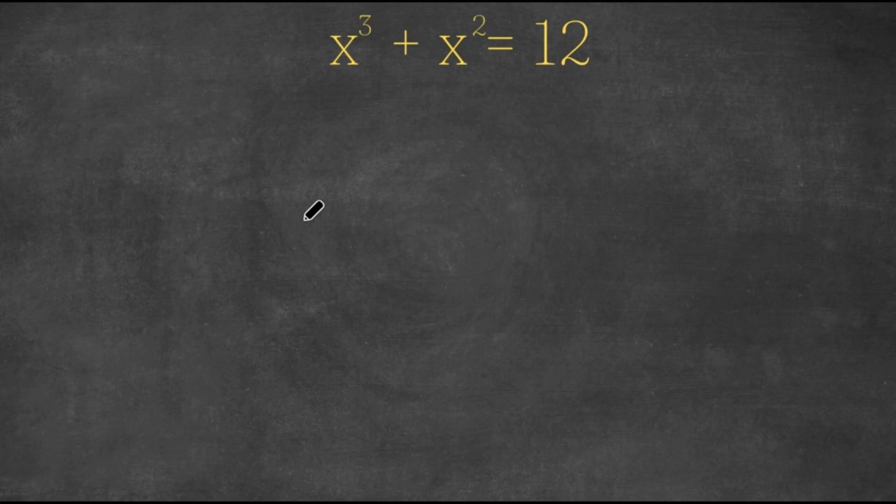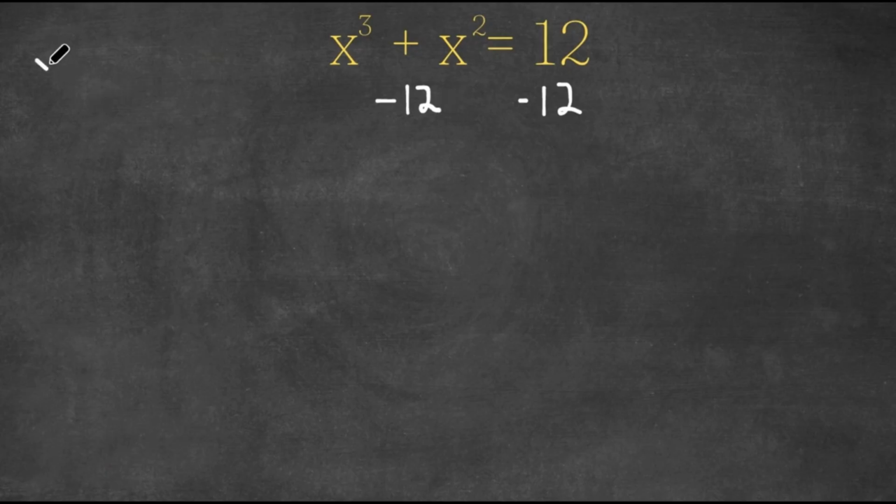In today's video, I'm going to be teaching you guys how to solve this exponential equation. So we have x to the power of 3 plus x squared equals 12. Now what I'm first going to do is subtract 12 on both sides.